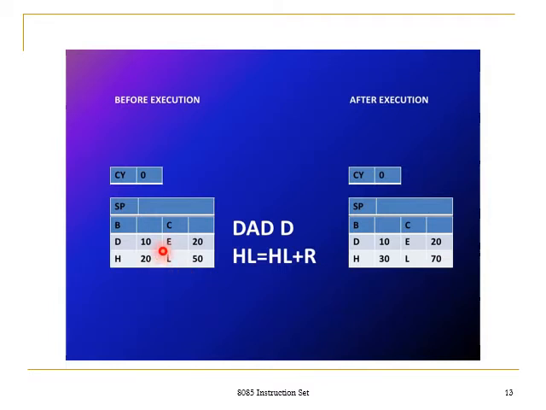Next, the microprocessor checks the most significant bytes of the 16-bit data. The most significant bytes are stored in the H register and D register. So 20 and 10 are added, and the result 30 is stored in the H register. While performing this addition, if a carry occurs, then the carry flag is set to 1. If a carry does not occur, then the carry flag is set to 0.